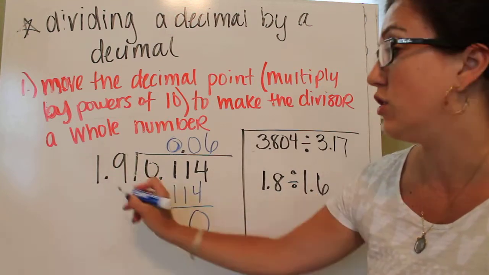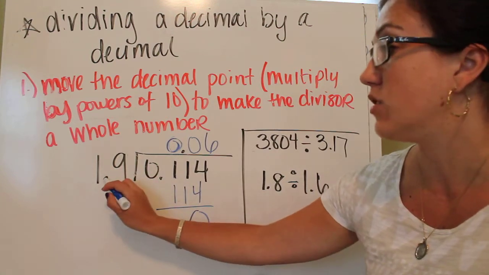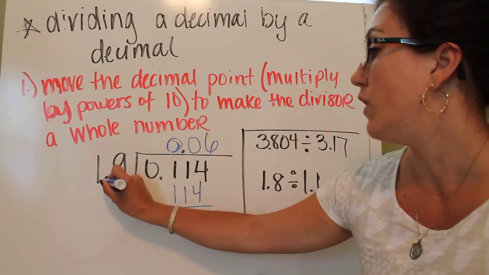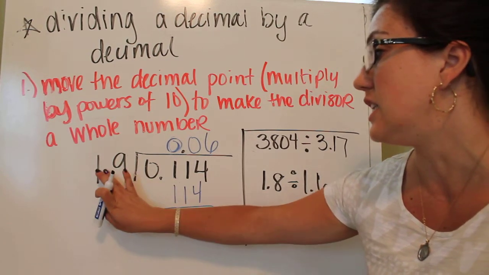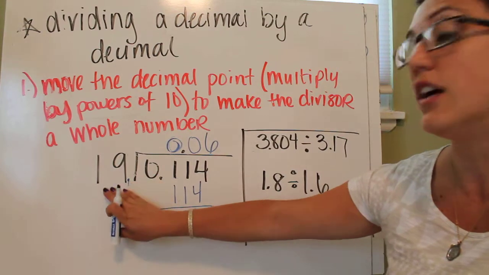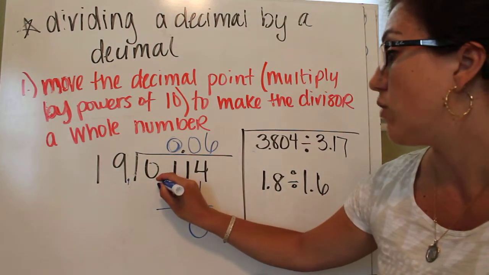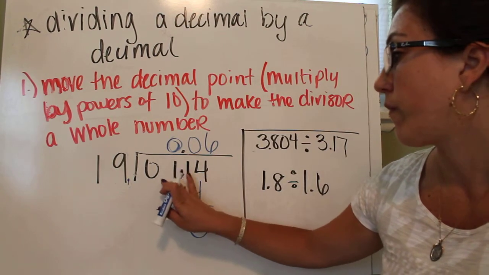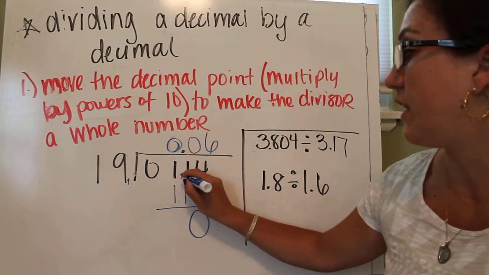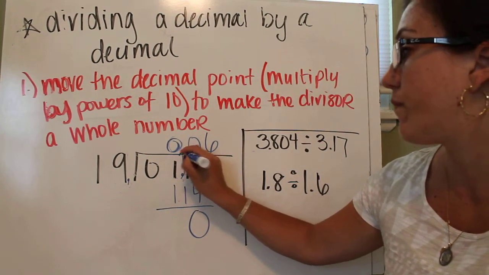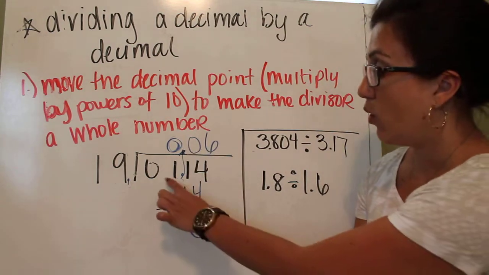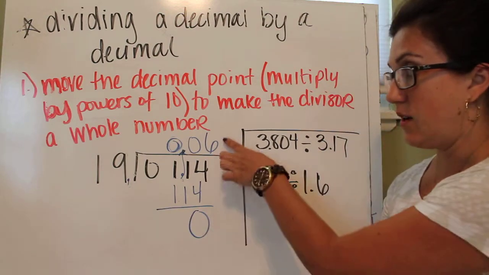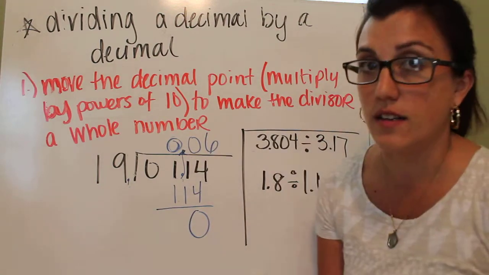So what you're going to do is you're going to move the decimal, in this case only one place, or 1 power of 10. I'm going to move it here to turn 1.9 into 19. And then if I do it here, I have to do it here. So I'm going to move it here. And then if you notice, I already carried the decimal place up. So my problem became 1.14 divided by 19, and I ended up with 0.06.